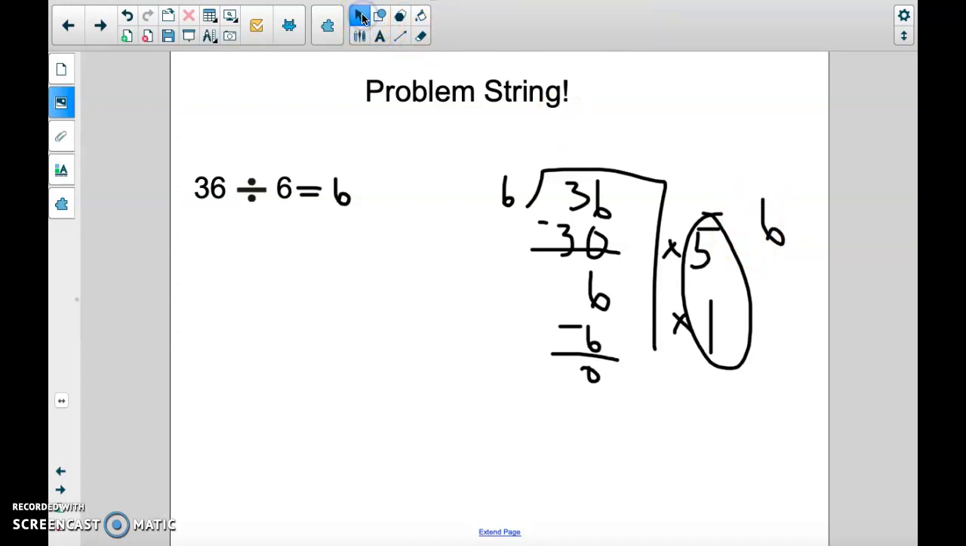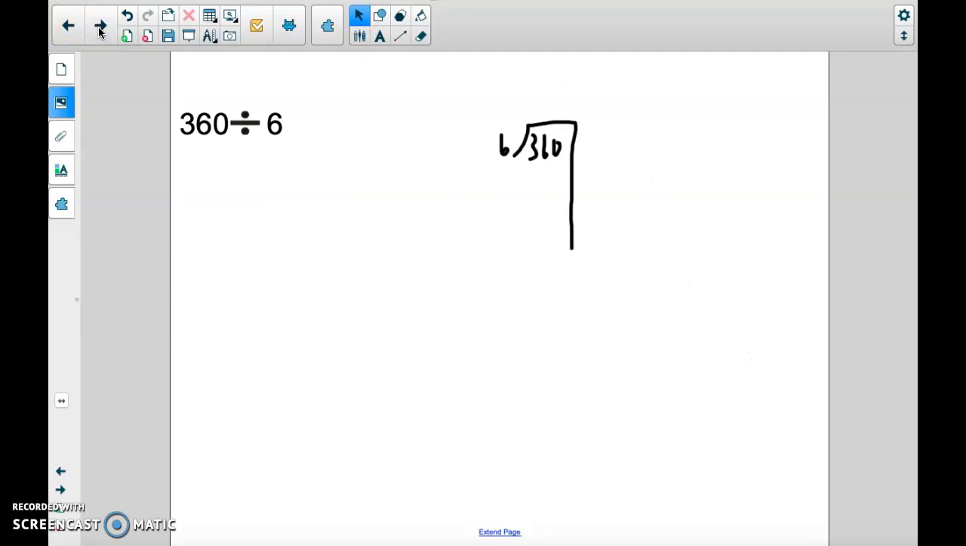Okay? Now, these next few problems, I want you to solve them, but I'm also going to show you something cool that I actually just learned about, and I'm really excited to show it to you, that hopefully can make life easier with some of these problems. Not always, but hopefully sometimes. So go ahead and solve 360 divided by 6.